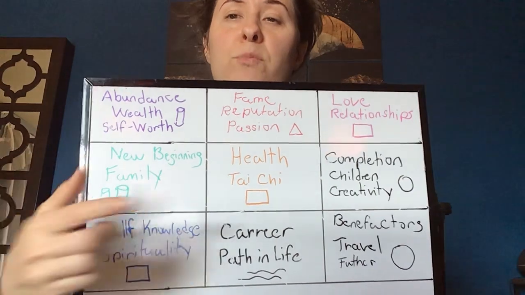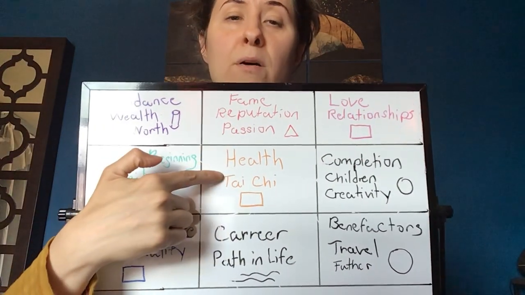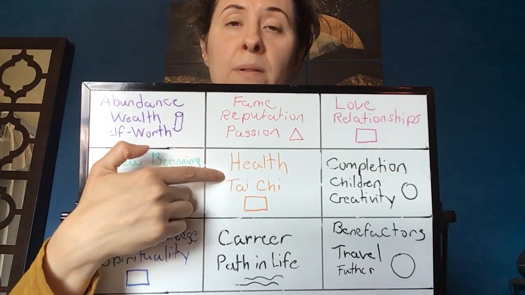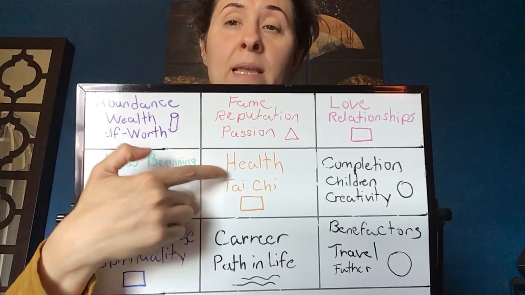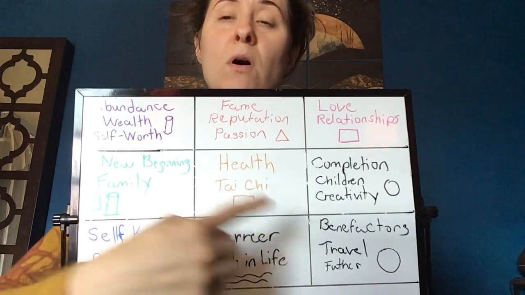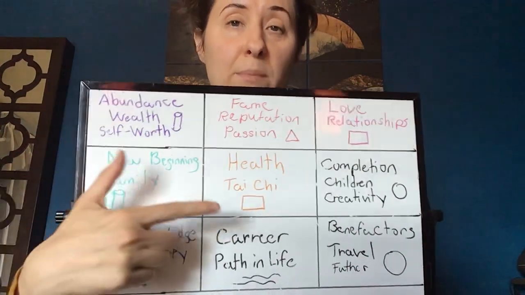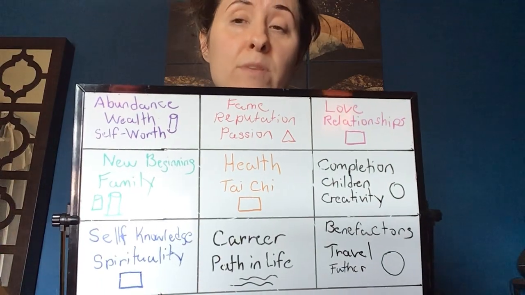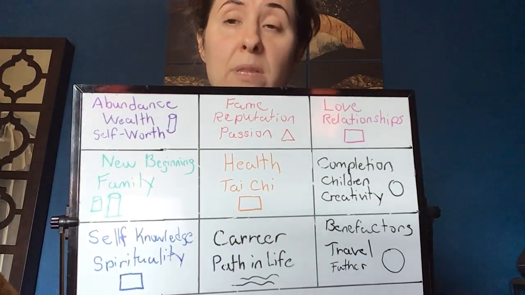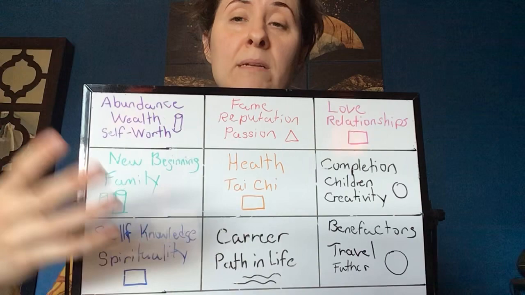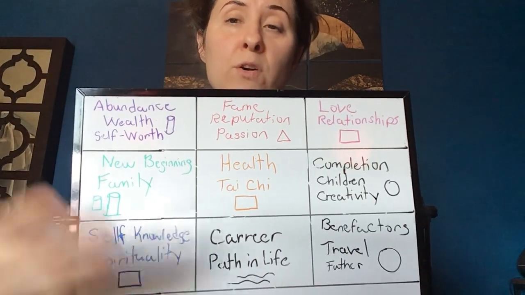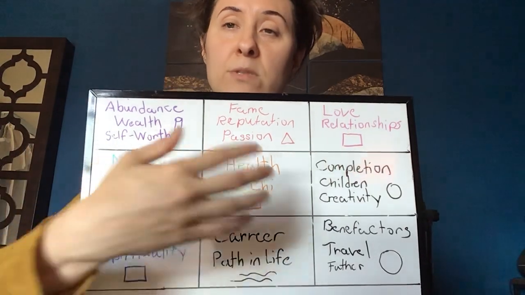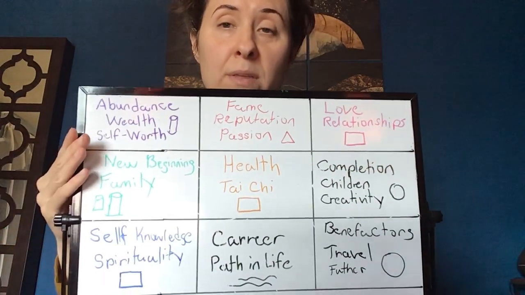And so now we'll move to health and the Tai Chi. This is all connected to your physical and mental well-being. And if you notice, it's connected to all of the areas in the Bagua. So think about it. When you don't have your health, everything kind of goes down to the wayside. It's really hard to feel abundant or to move forward in your career if you're struggling with your health. So that's why it's in the center.